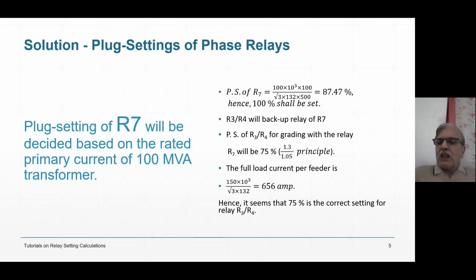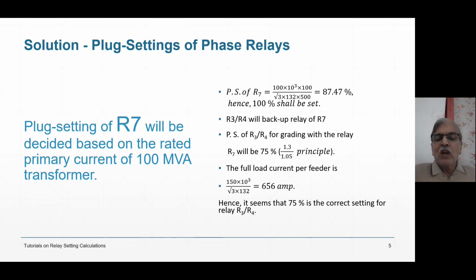If you look from the full load current per feeder, then in one feeder 150 MVA is passing, and in another feeder 150 MVA is passing. So 150 divided by root 3 into 132 into 10 raised to 3 for converting kiloamperes to amperes gives me 656 amperes. So 656 divided by 1000 also gives me 75%. 65.6% means 75%. So on first sight it seems 75% both ways, by the 1.3 divided by 1.05 principle or the rated current principle, 75% is the plug setting of R3 or R4.